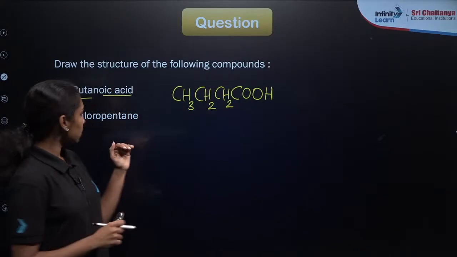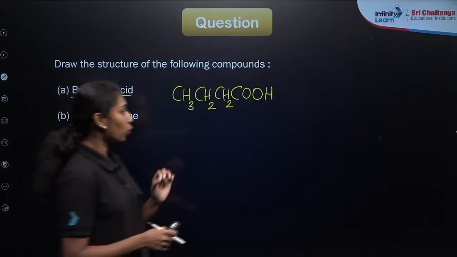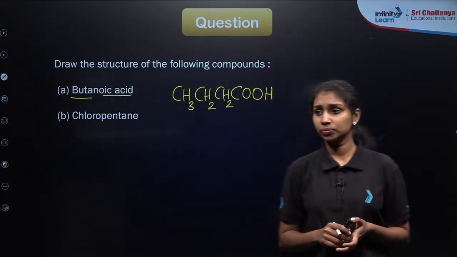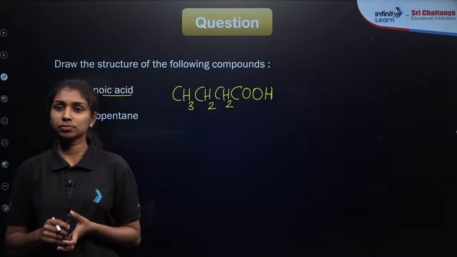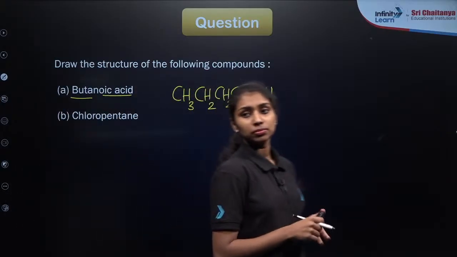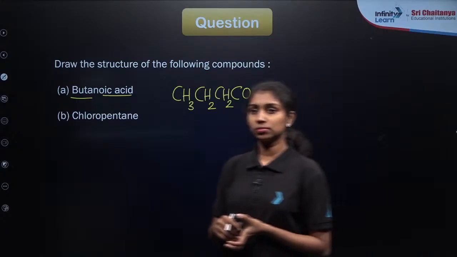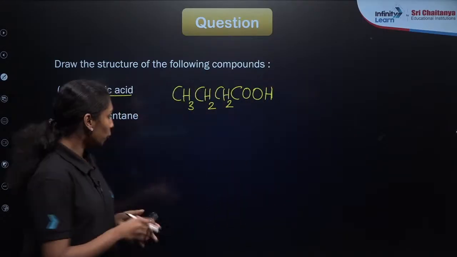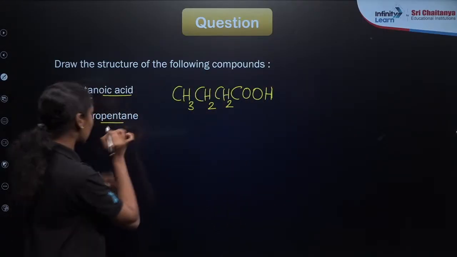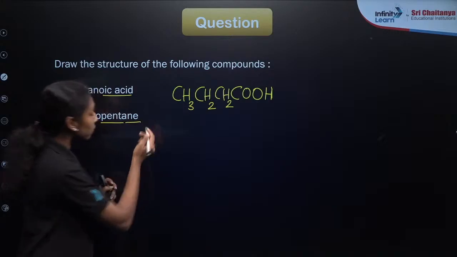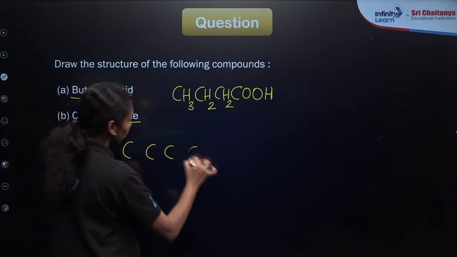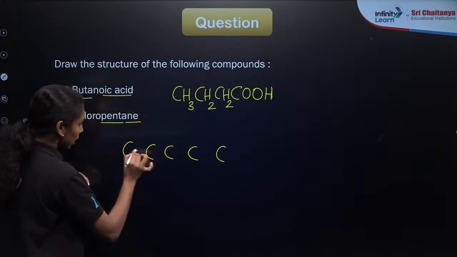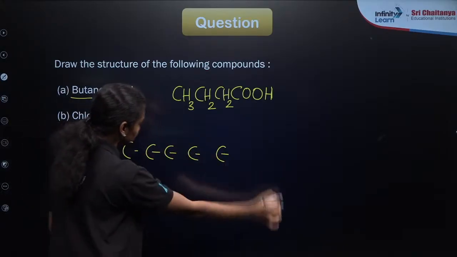Now, what will be the structure of chloropentane? Pen stands for a 5 carbon compound, right? Pen stands for 5 carbon compound and ANE stands for only single bonds are present. So, I will try to write down the 5 carbons here, 1, 2, 3, 4, 5. Each carbon is having single bonds in between, right?